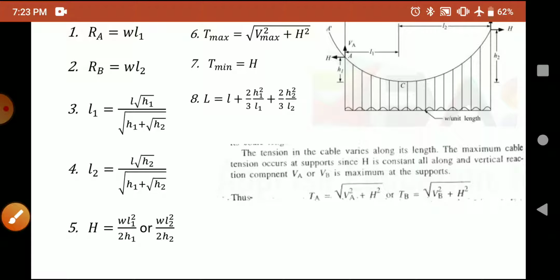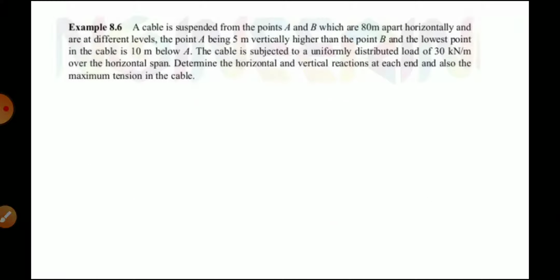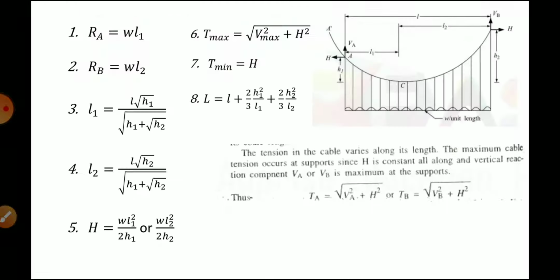And capital H, which is the horizontal thrust, can be obtained by either multiplying W into L1 square by 2h1 or W into L2 square by 2h2. And the maximum tensile force is equal to root of V max square plus H square. The minimum tensile force is H, same as that of supports at the same level. Then the length of the cable is small l plus 2 by 3 h1 square by L1 plus 2 by 3 h2 square by L2.